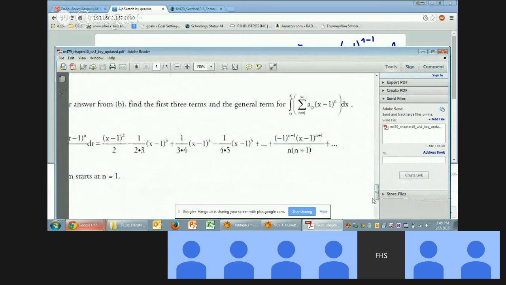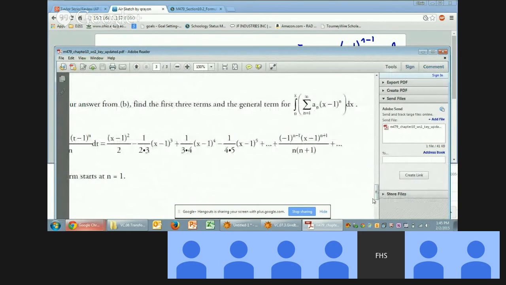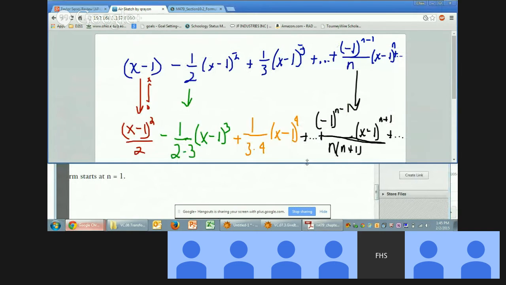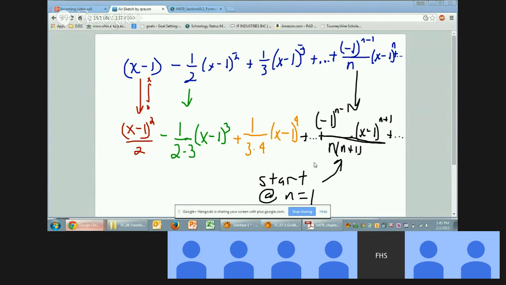And then the only other thing you should notice is that this general term starts to work at n equals 1. So it's not a bad idea to mark that in your answer. N equals 0 will mess that up, because it's not the first term anymore. So this starts at n equals 1. Yeah, that was a great question.